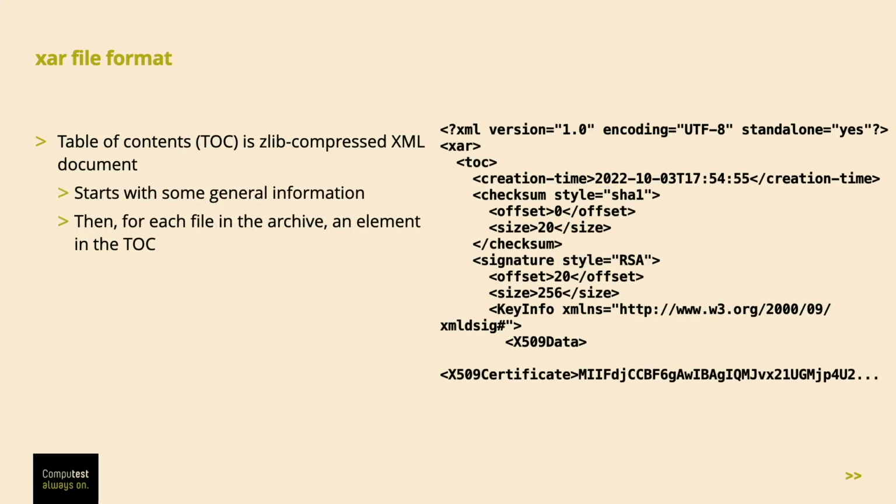Now, the table of contents, that one's more interesting. This is a compressed XML document. It starts with some general information about the package, like the checksum of the file itself, when it was created, stuff like that. And for each of the files within the archive, there will be an entry in this XML document. I'll have an example later to demonstrate that.